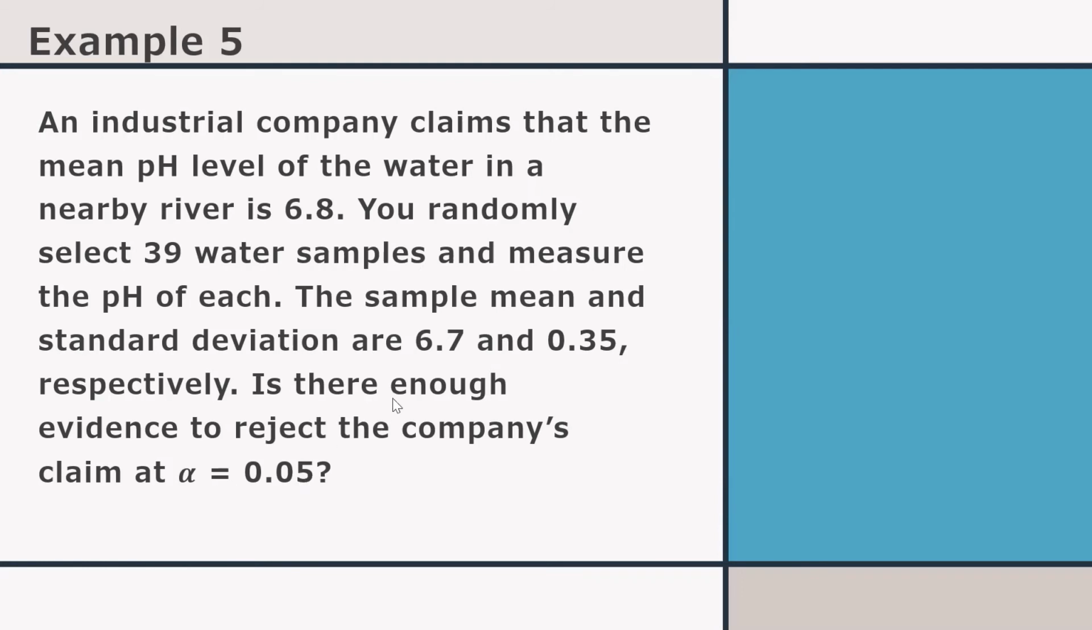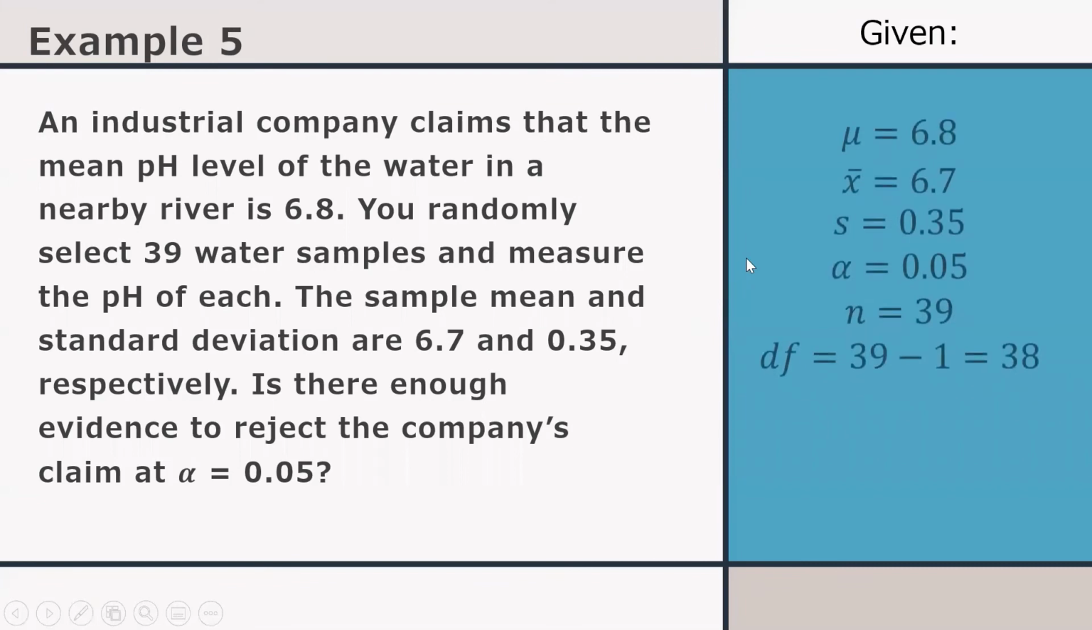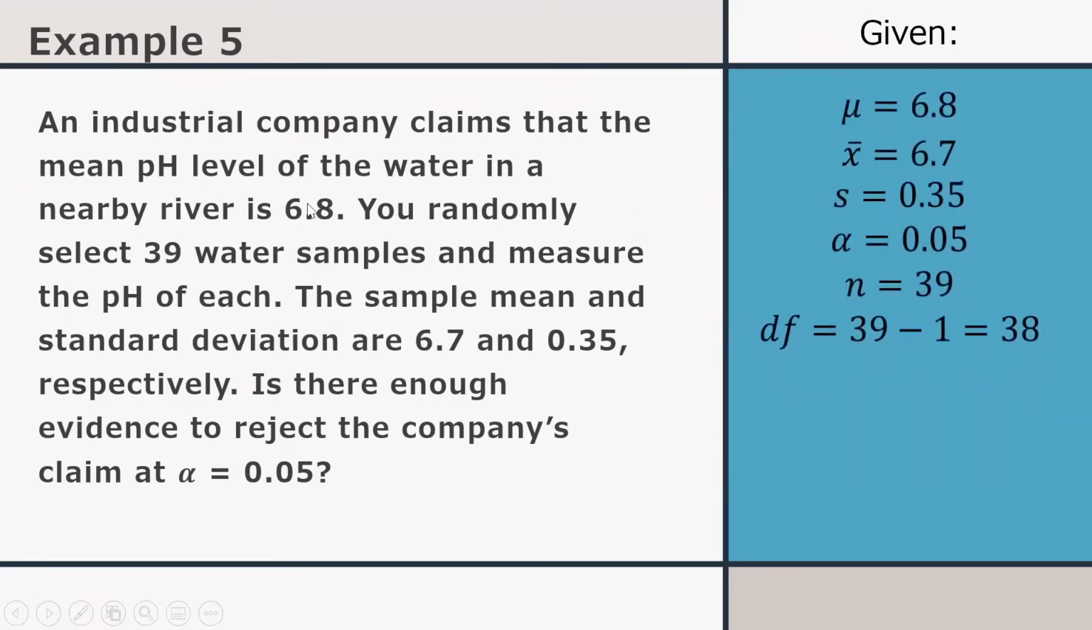So let us identify the given. The hypothesized mean here is 6.8. The sample mean is 6.7. The sample standard deviation is 0.35. The alpha is 0.05, and the number of samples is 39. To find the DF, that is just 39 minus 1, which is equal to 38. So the DF is equal to 38.